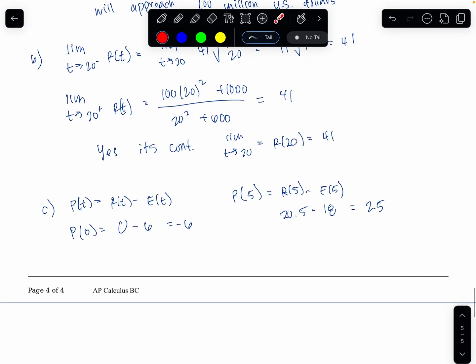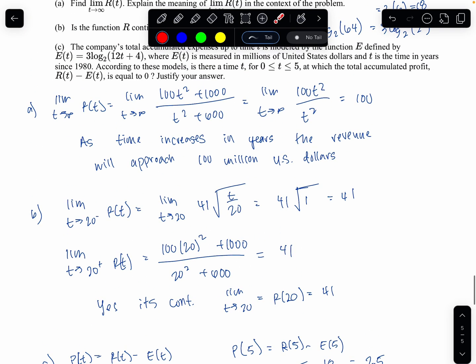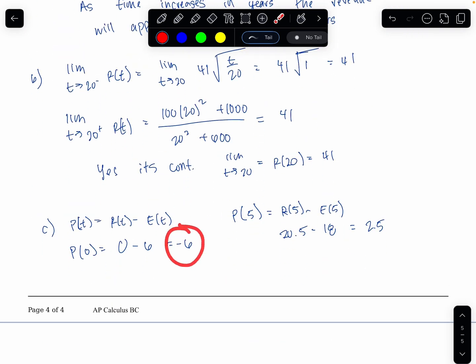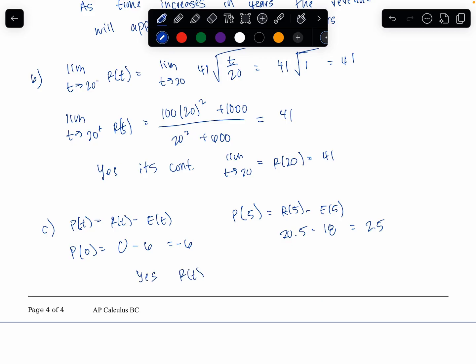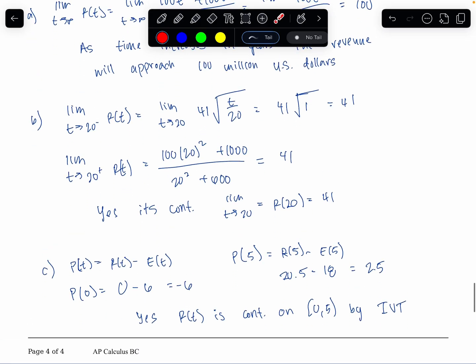And so because it's continuous between 0 and 5, it has to take on every y value between -6 and 2.5. So yes, P of t is continuous on 0 to 5. So by the intermediate value theorem, I'm just going to leave it right there. So I think I'm going to call it there. All right, what a homework assignment. Hopefully this helps.